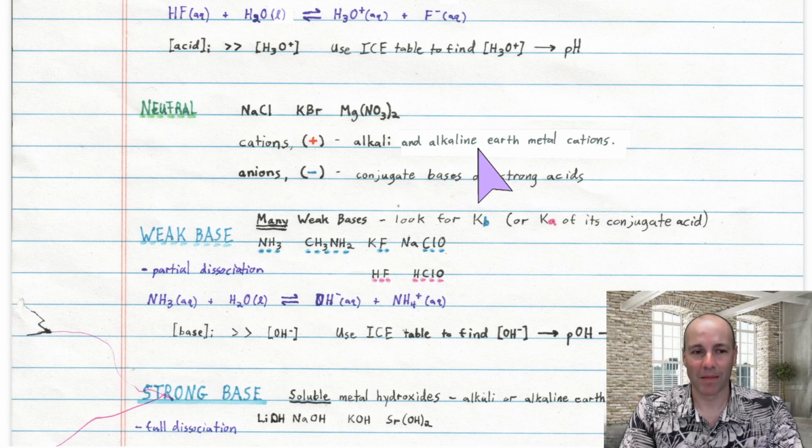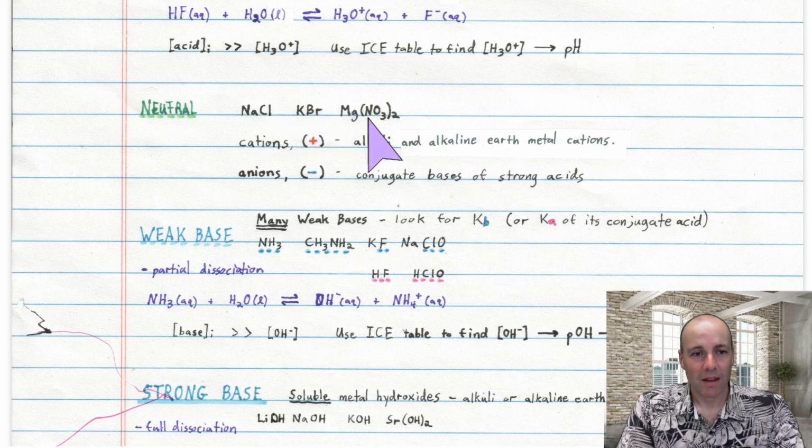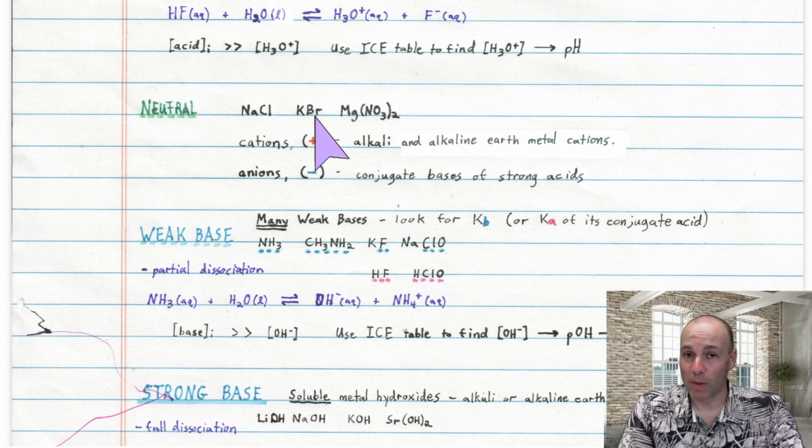So alkali and alkaline earth metal cations are +1 and +2 charges. Those are not acidic. The anions here are all neutral, and you should be able to identify these as the conjugate base anions of the strong acids. This is chloride, which comes from hydrochloric acid, bromide from hydrobromic acid, and nitrate from nitric acid. So those are all strong acids, so that means these are all neutral anions. So the conjugate bases of strong acids are neutral.